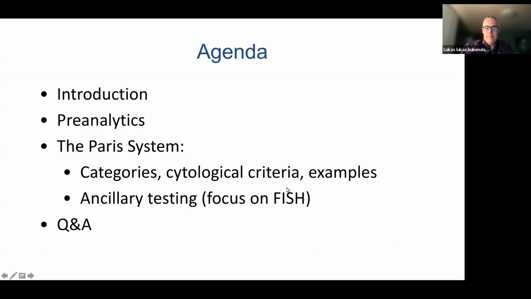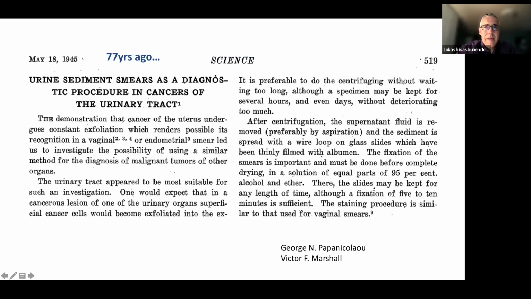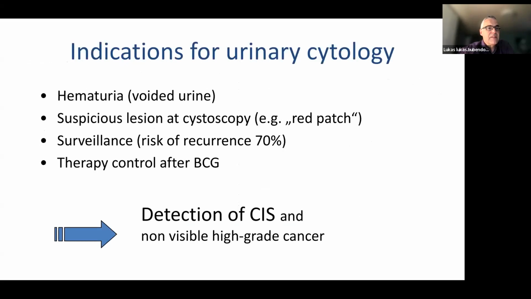So the talk will be about the second edition of the Paris system. And in many institutions, the urinary cytology makes quite a large proportion of everything which is going into cytology. Urinary cytology is not so old, but it's also not young at all. It's 77 years ago, actually, when it has been described as a useful tool to potentially detect neoplastic cells in urines. And no surprise, this was by George Papanikolaou, who published this paper in a very prestigious journal, as you see. Since then, a lot has happened.